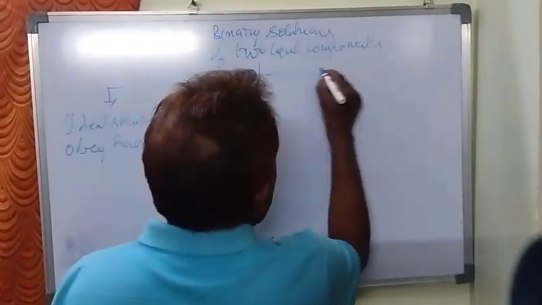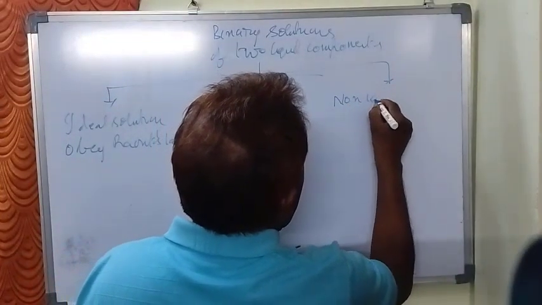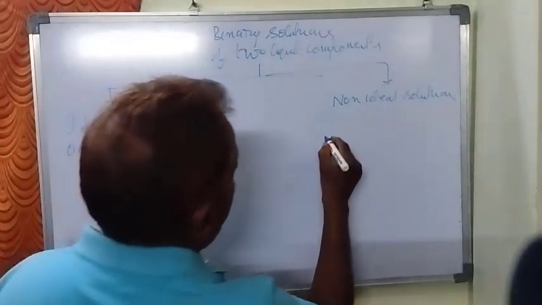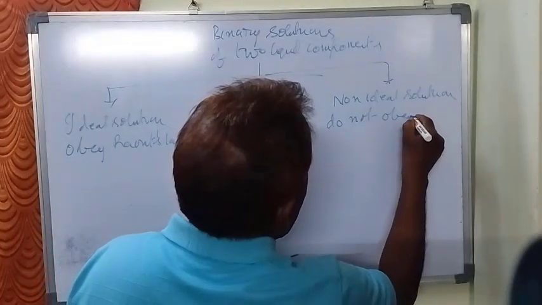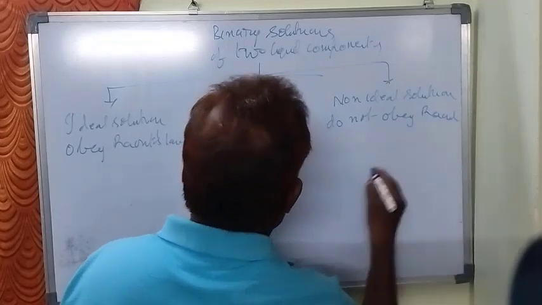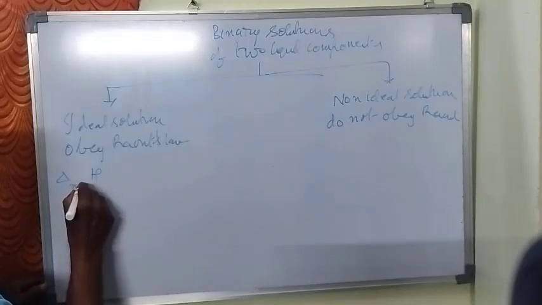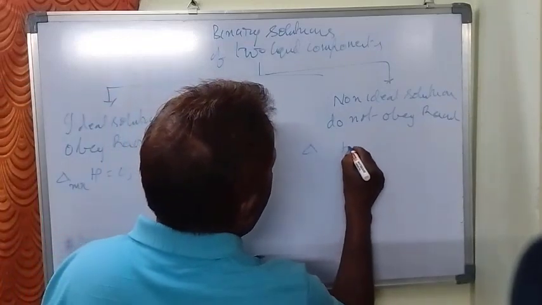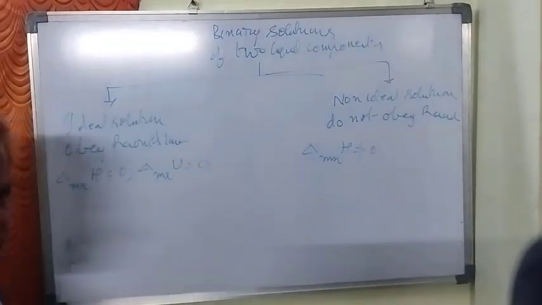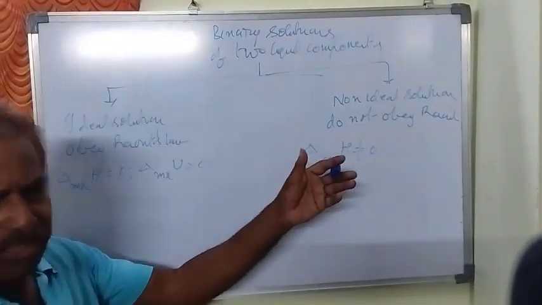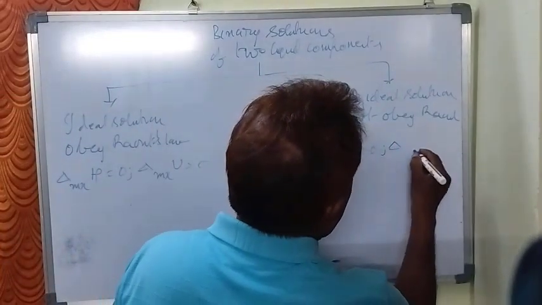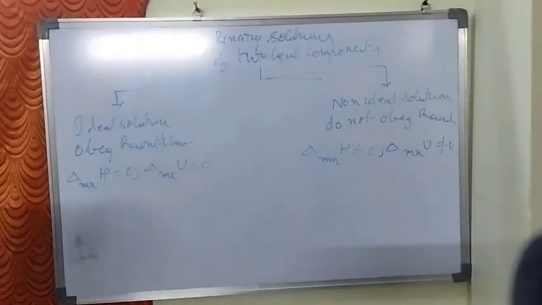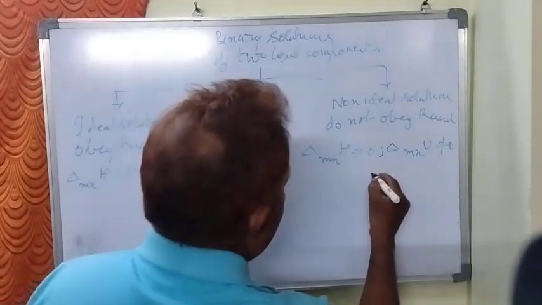If it is not an ideal solution, then what is this? A non-ideal solution. Non-ideal solutions are those which do not obey Raoult's law. For ideal solutions, delta H mix is equal to 0 and delta V mix is equal to 0. Here, delta H mix is not equal to 0, which means it may be less or it may be more. We will discuss those conditions after one minute. Delta V mix is also not equal to 0. Now, non-ideal solutions are of two types.